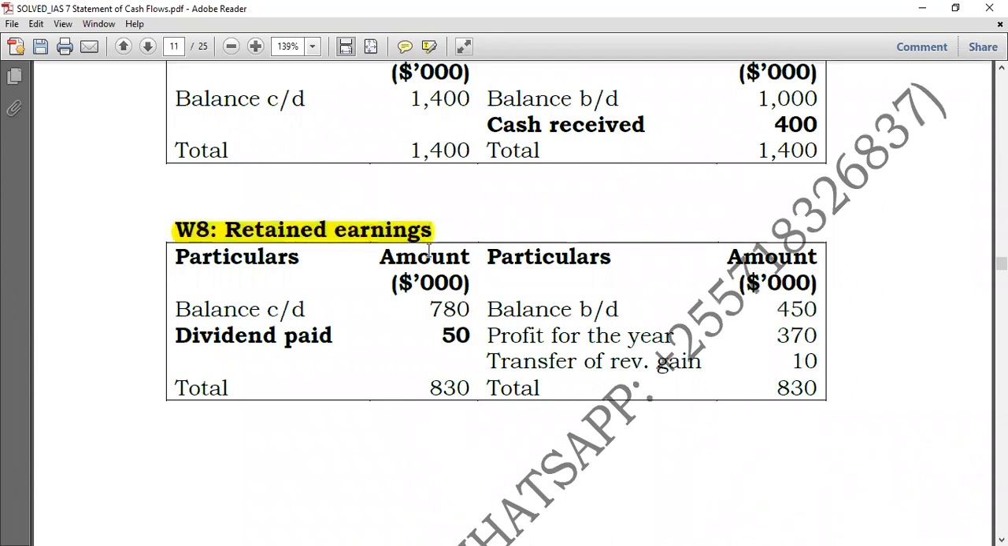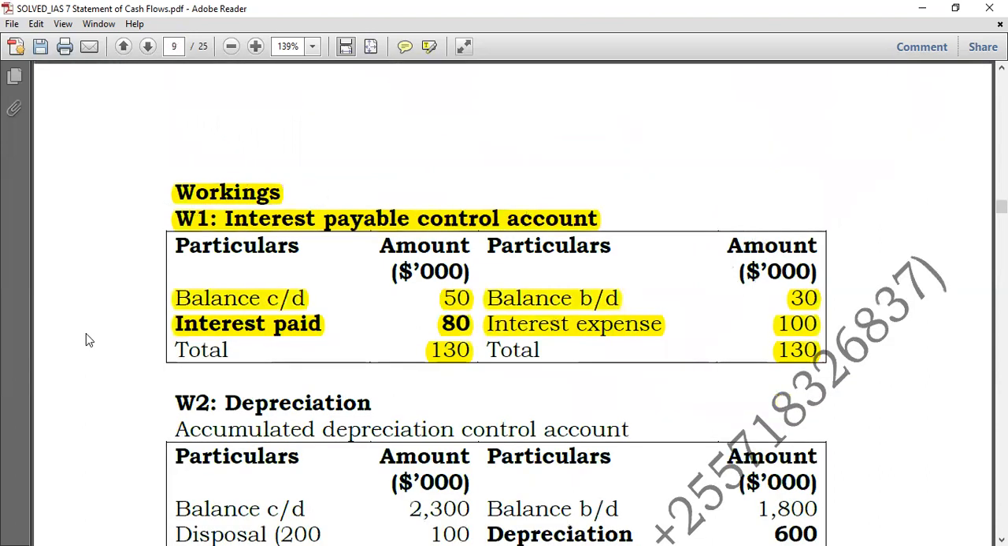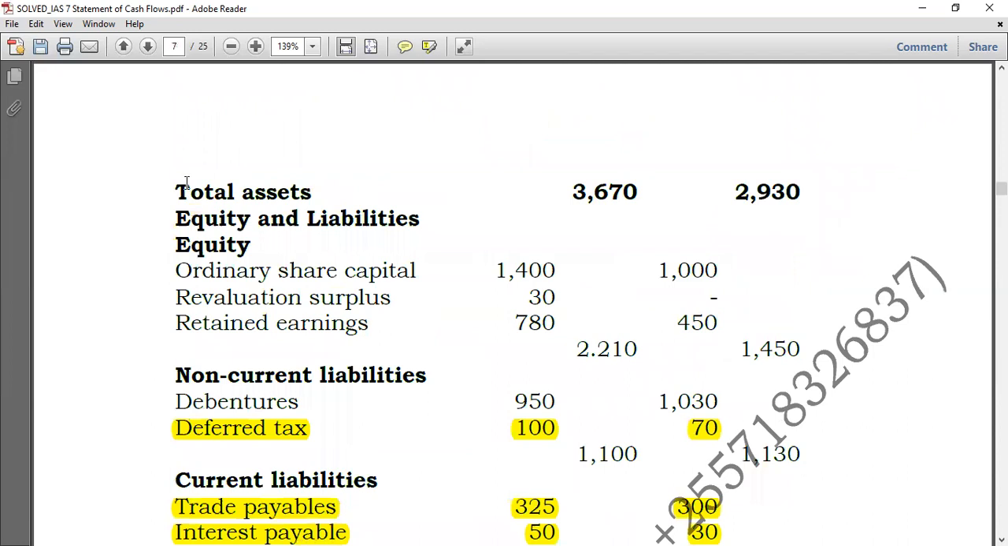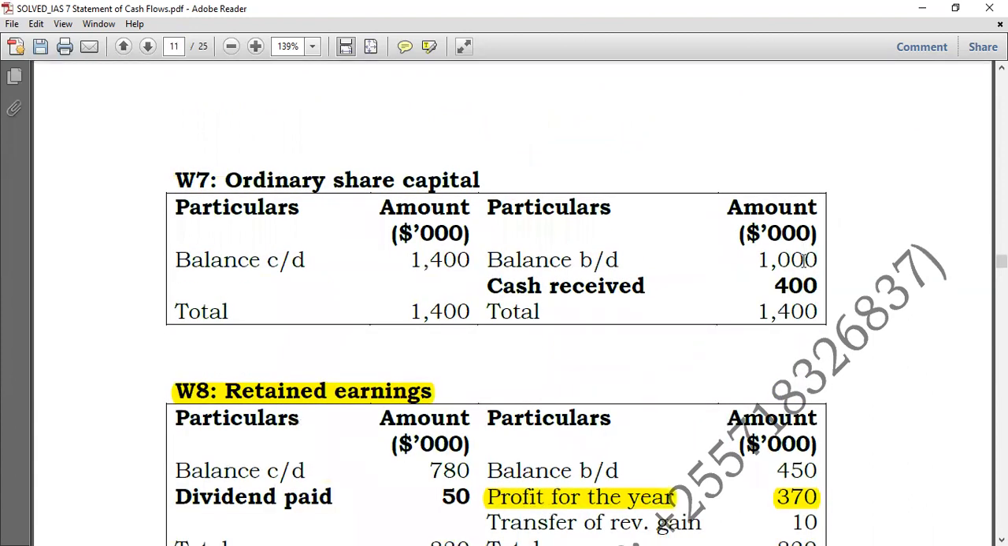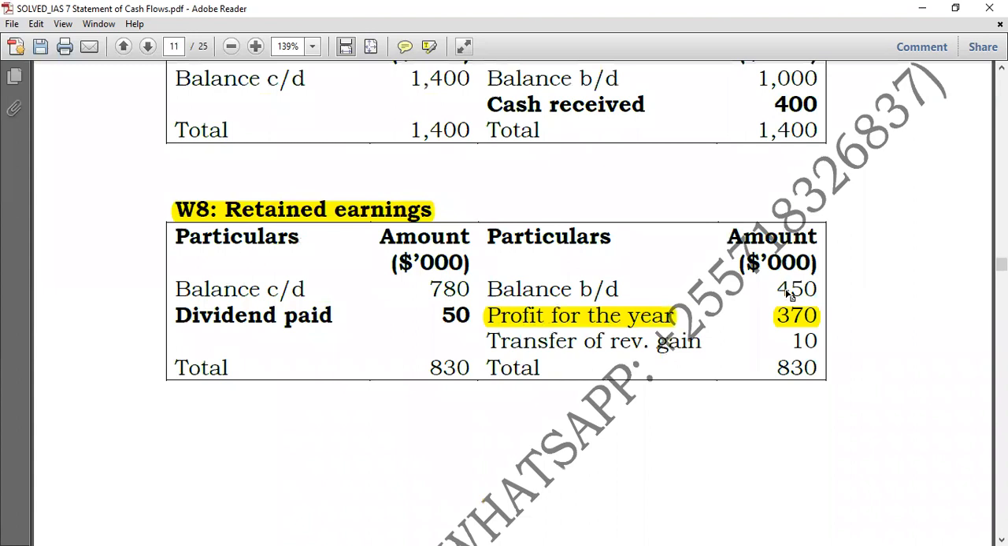Profit usually increases retained earnings. So profit will stay here, 370. And then after this, if it was a loss, it would stay on the debit side. Now we go to the statement of financial position and copy our retained earnings figure. Here under equity, we have retained earnings. So retained earnings, we open with 450 and we close with 780. So you just go and plug it down there. I'm saying again, we opened with 450 here and we close with 780.